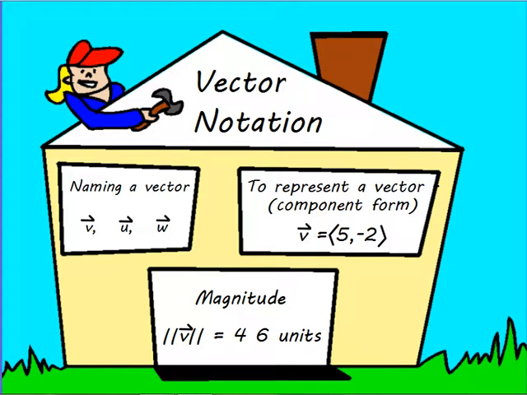Just a little bit of review. Naming a vector: if you don't know any points on the vector, you can just use a small letter. If I do have points on the vector, I use the initial and terminal points and the same symbol. To represent a vector in component form, again, this is the displacement vector, I can say the change in x and the change in y. And magnitude, of course, was our length or distance.